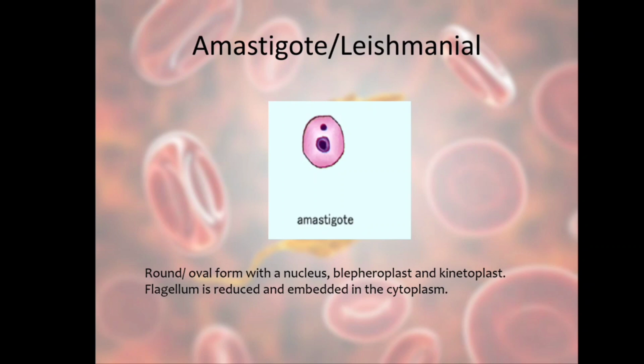Blepharoplast or basal body is the structure from which the flagellum is going to arise, whereas kinetoplast is a mitochondrial structure which has DNA. Now in amastigote, there is no flagellum. Basically, the flagellum is reduced and it remains embedded in the cytoplasm. So even though it has not been shown in this particular picture, there is a flagellum which remains embedded inside the cytoplasm, but the flagellum does not appear outside.